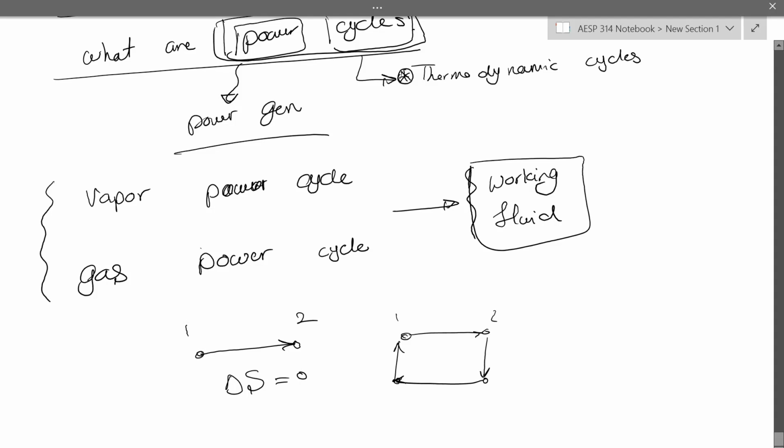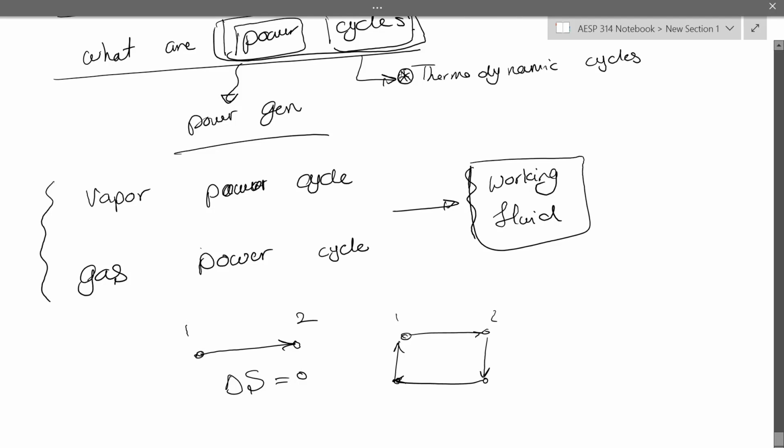But reversible only talks about the entropy. So between 1 and 2, you may have temperature change, you may have enthalpy change, whatever. But your entropy doesn't change. That is the thing that doesn't change, right? So make sure you don't mix these two things up.